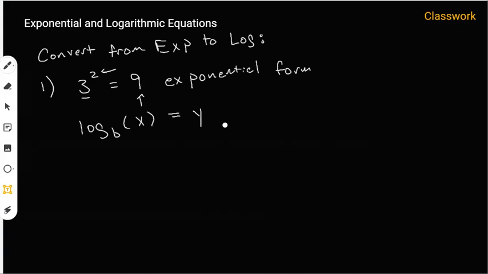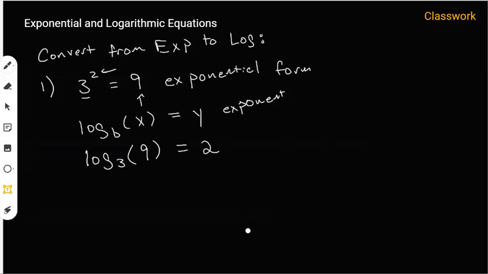So the base for this one, when we do 3 squared, is just going to be 3. That's going to be the base for our logarithm. And then our result is 9, so I put that inside the parentheses. And then the y on the other side is going to be the exponent, which is 2. So what that's basically saying is if your base is 3, you have to have an exponent of 2 to get to 9.